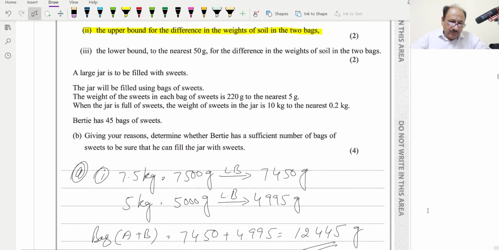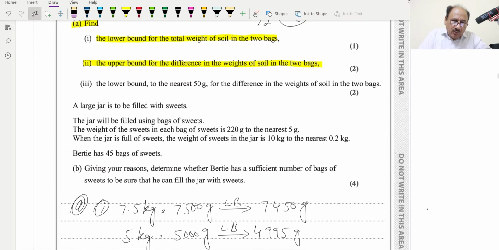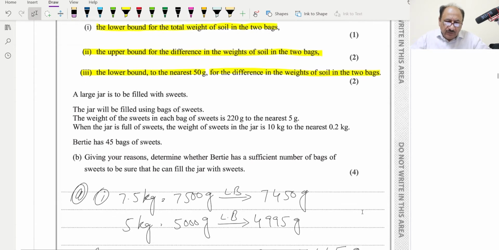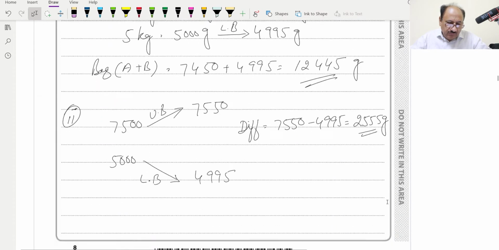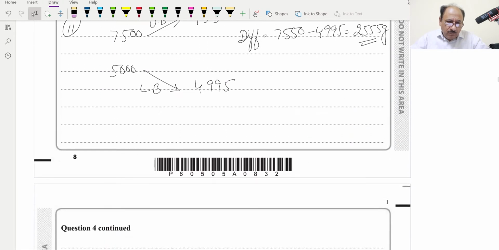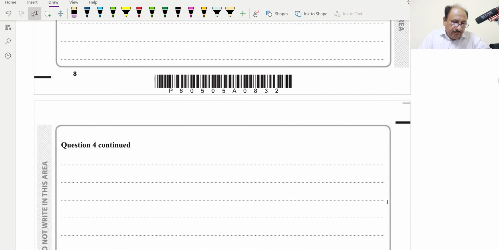Now the third part. They are asking for the lower bound, to the nearest 50 grams, for the difference in weight of the soil in the two bags. So for the lower bound of the difference we will be taking the lower bound of bag A. So we can solve part 3 over here.